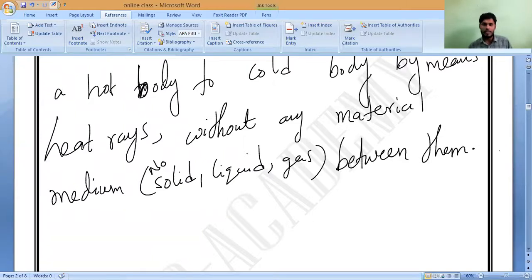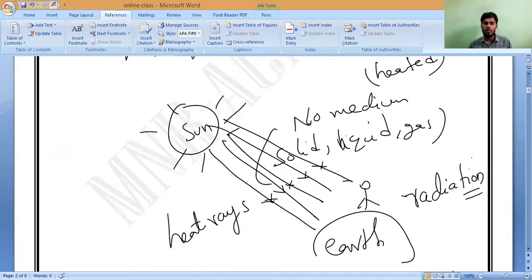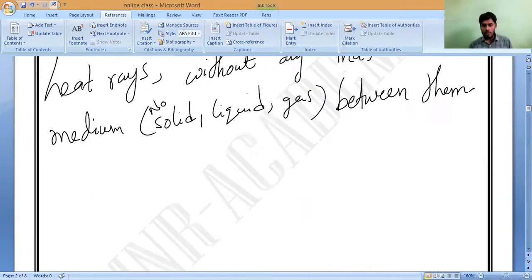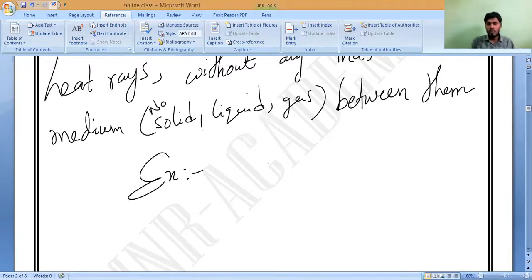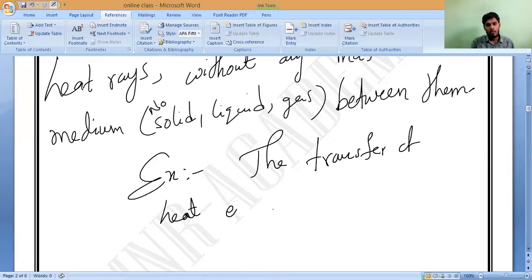This is what we should write as the example. What I said here, I have already taught you. The best example is the transfer of heat energy from the sun to the earth. Radiation is the transfer of heat energy from the sun to the earth. Correct or not? Yes, sir. That is the first example.